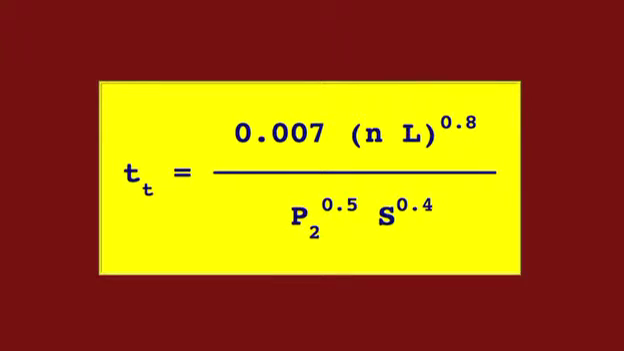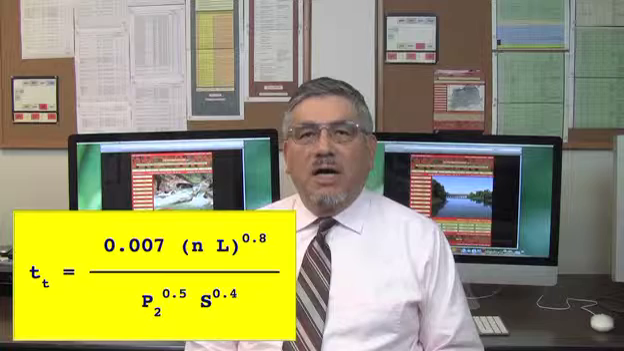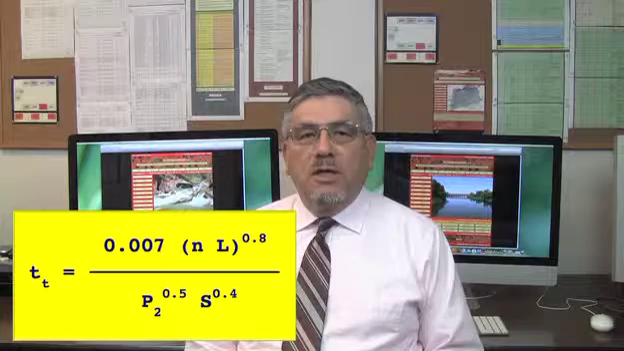For any subreach, travel time is the ratio of flow length to mean flow velocity. The time of concentration is the sum of individual travel times for the subreaches. For overland flow, the travel time is given by an equation in which T sub t is the travel time in hours, N is the Manning's N, L is the flow length in feet, P sub 2 is the 2-year 24-hour rainfall in inches, and S is the average land slope in feet per feet.